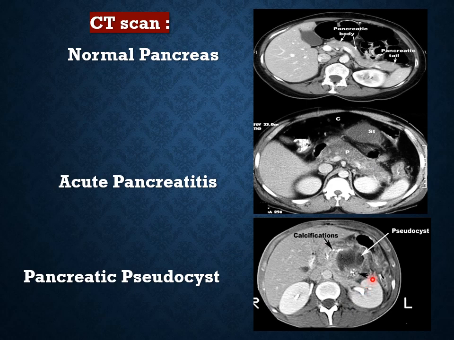And this is a pancreas with the complication of pancreatic pseudocysts following acute pancreatitis. See, this is the head and body of the pancreas, and there is a cystic swelling with multiple septae within it. So this is a pseudocyst with septae and calcification.